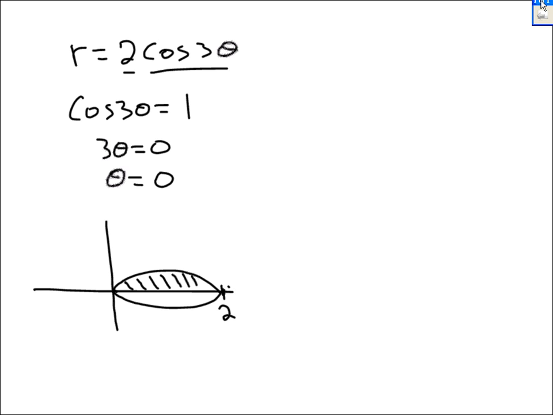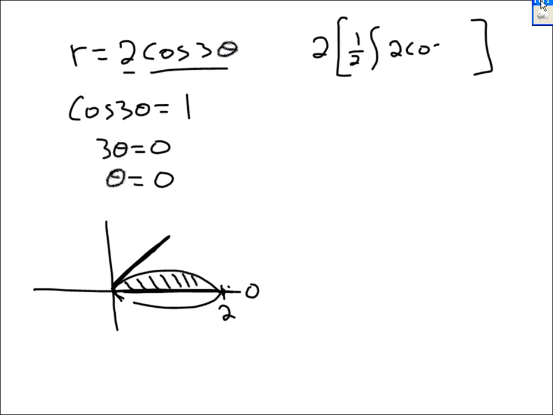Why? Because I know the lower angle is 0. I just need to find this angle, as opposed to finding that angle and that one. I'm just going to find one of those angles. So in terms of my integral, it's going to be 2 times the formula for the area, which is 1/2 times r squared d theta.